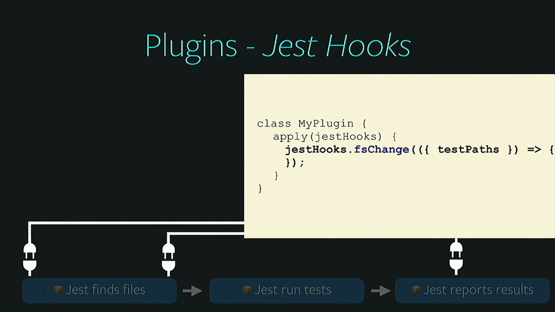It has other hooks like getting updates whenever a file changes. In this case, it will give you the list of all the test paths that Jest is watching across all the runners. And this is great because you can use it for creating your own autocomplete based on your own heuristics. And there are a lot more Jest hooks to come. This is just the beginning of plugins.